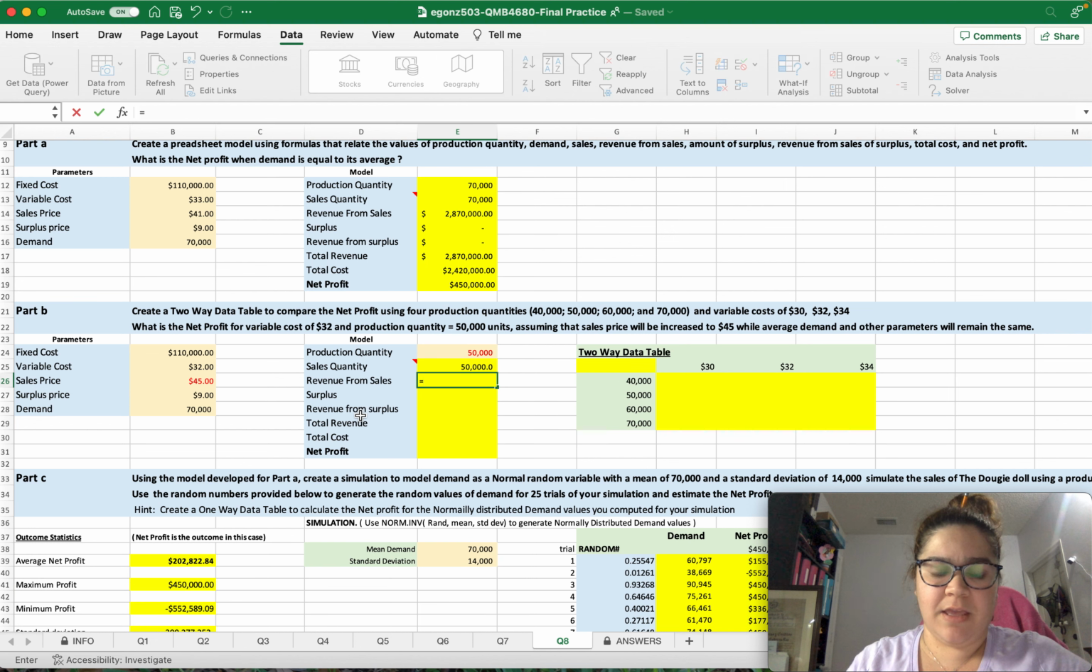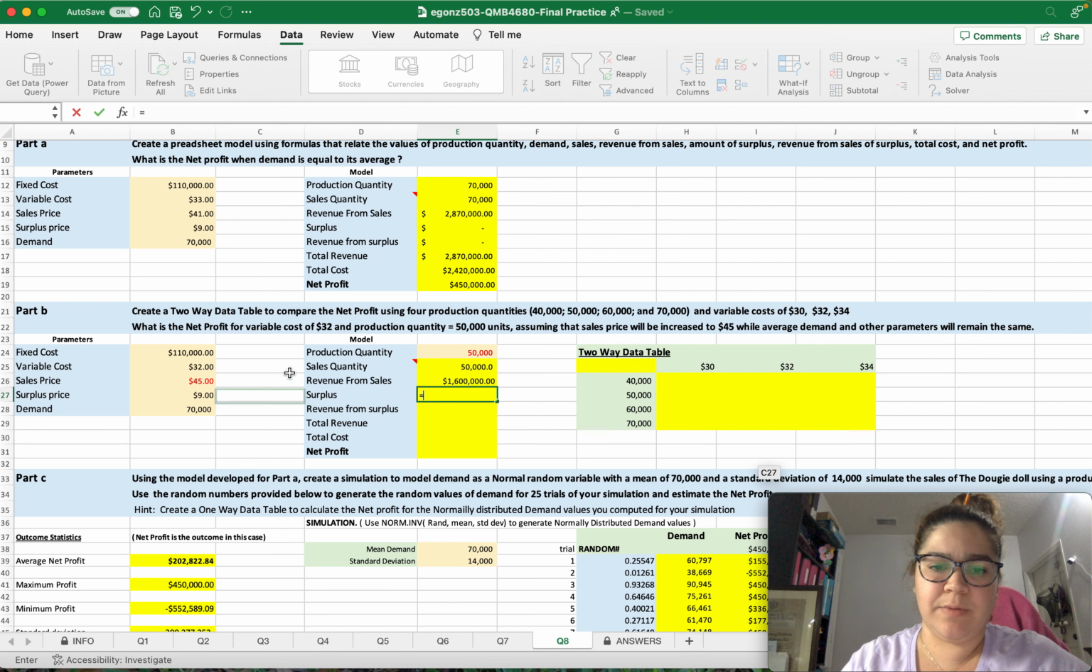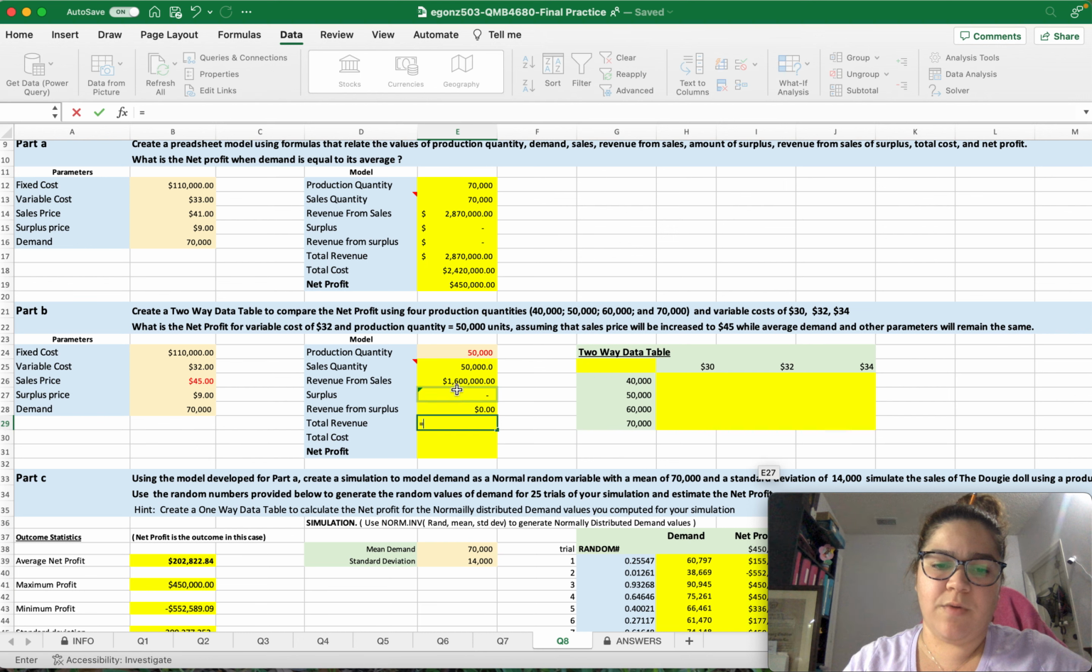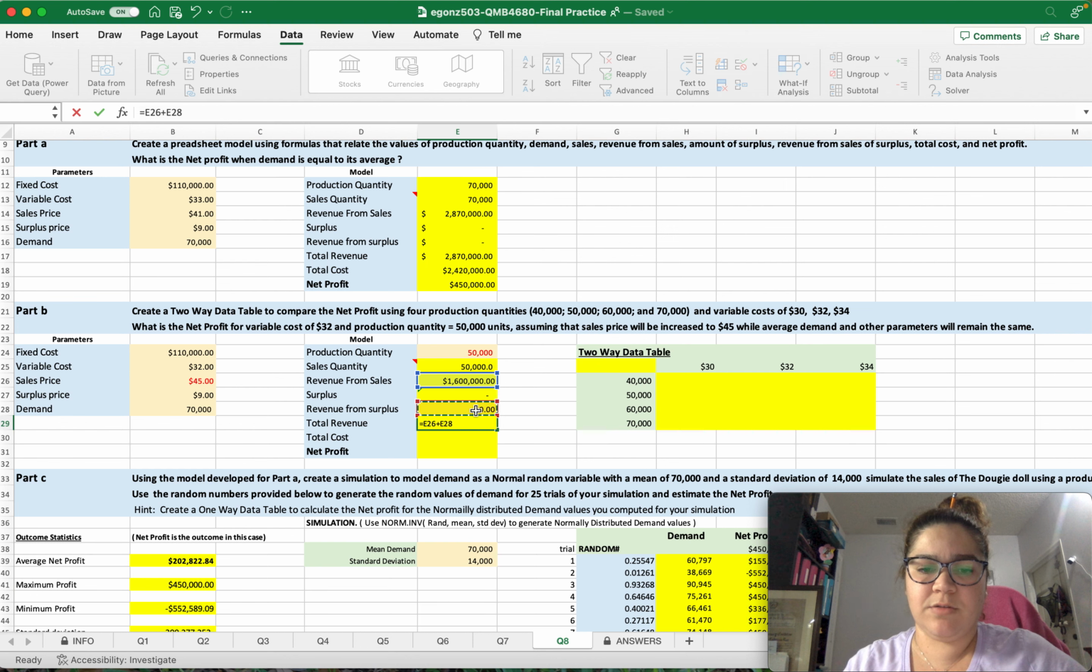So same thing here, revenue from sales. I'm going to do the sales quantity times my variable cost. I'm going to hit enter. My surplus is going to be production quantity minus the sales quantity, still no surplus. So the revenue from the surplus is this one right here, right? Whatever quantity we have left times the amount of money that we sell it for. So my total revenue is going to be revenue from sales plus the revenue from the surplus.